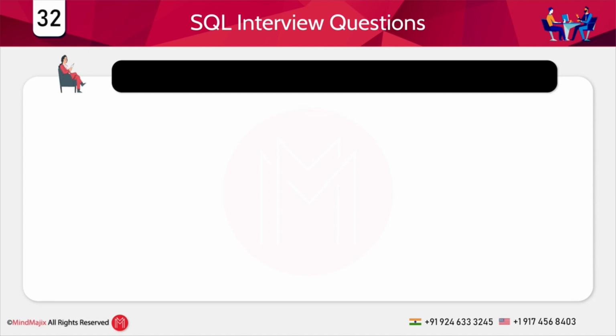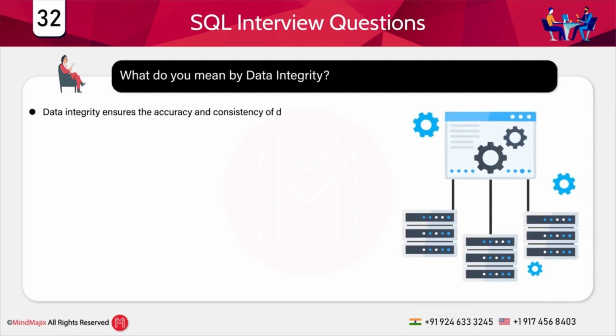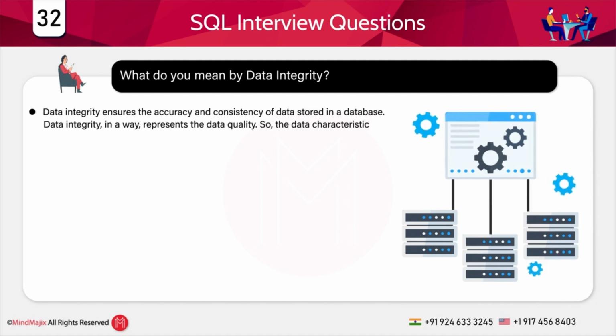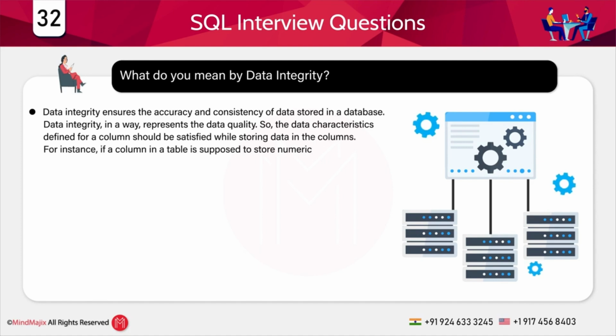The next question over here is, what do you mean by data integrity? Data integrity ensures the accuracy and consistency of the data stored in a database. So data integrity in a way represents the data quality. The data characteristics defined for a column should be satisfied while storing the data in the columns. For example, if a column in a table is supposed to store numeric values, then it should not accept alphabetical values. Otherwise, data integrity is lost in the table.